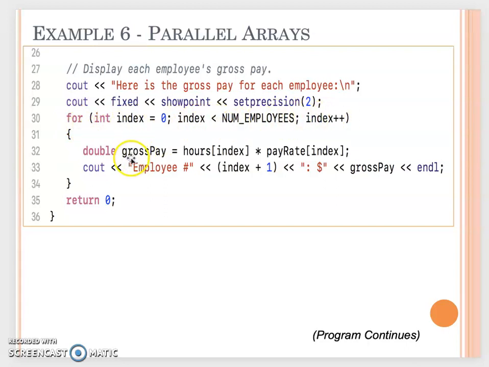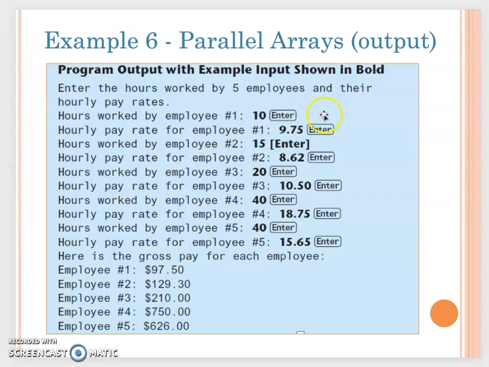Then we have the gross pay. Your total payment on your paycheck will be according to your hours worked and the pay rate. You see the same thing, because the index controls the parallel arrays, we can get the right index for the right value for the specific employee. Then we can display the output. You can see the output in the next line or next page.